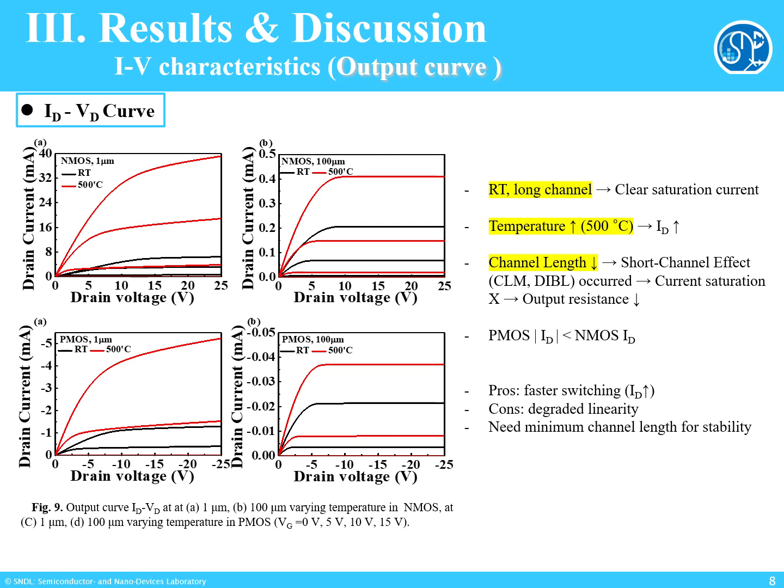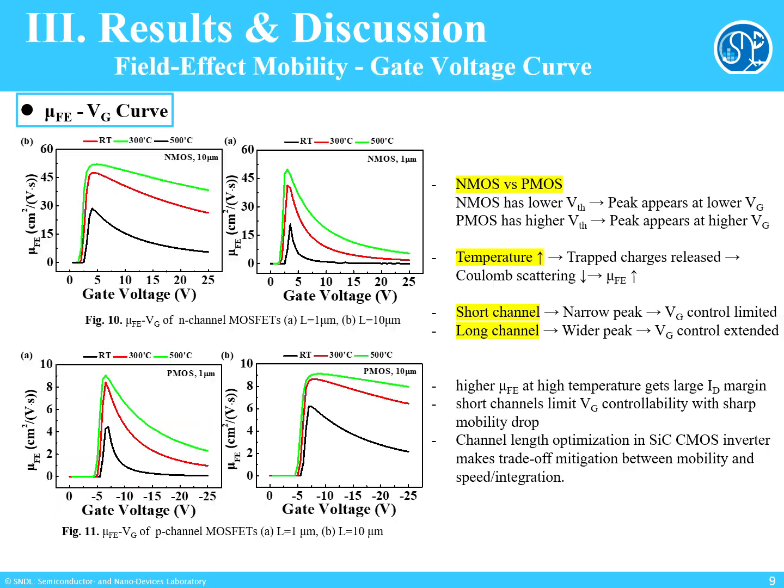The result is higher drain current, which is good for faster switching, but at the same time the linearity is degraded. So we need a minimum channel length to secure stable operation. For PMOS, the trend is similar, but the absolute drain current is much smaller than NMOS. We have to consider this in CMOS circuits. In this analysis, instead of covering the full range from 1 to 100 micrometers, we focused more closely on the range of 1 to 10 micrometers.